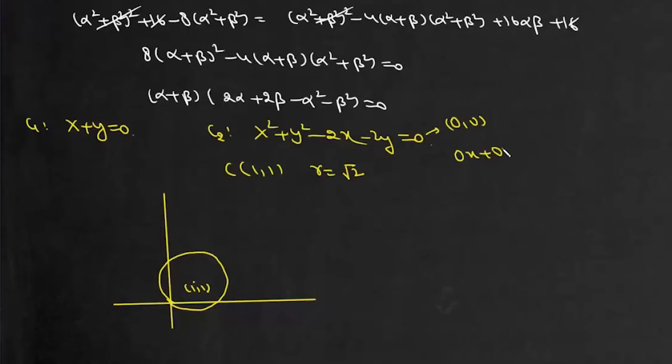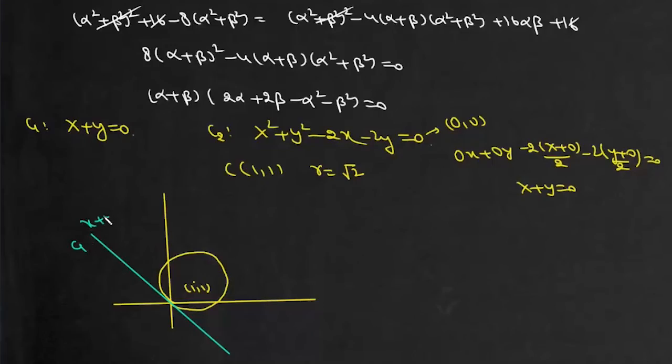0x plus 0y minus 2 times (x plus 0)/2 and minus 2 times (y plus 0)/2 equals 0. We'll get this equation as x plus y equals 0. So basically this C1 is tangent to this circle at origin. So we have this line which is C1, and this equation is x plus y equals 0, and here this angle is 45 degrees.